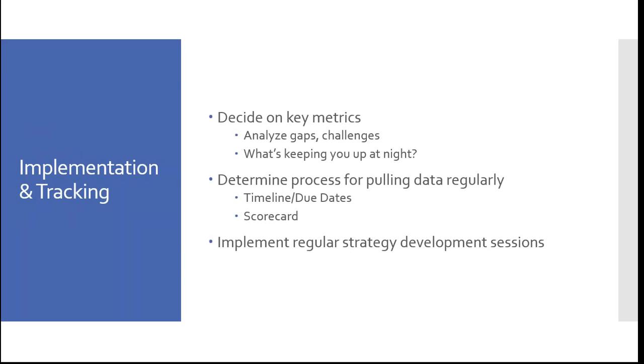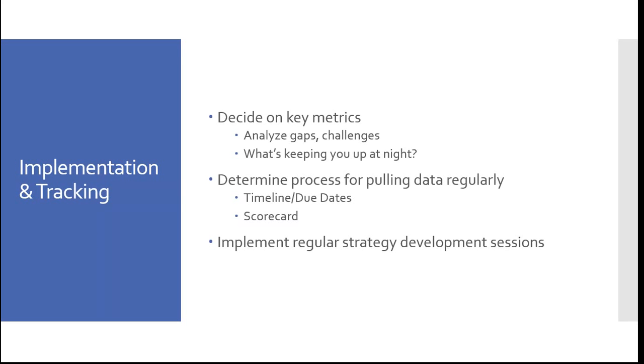So finally, I just want to wrap up by saying, first and foremost, we need to decide on our key metrics, analyze gaps, what's keeping you up at night, and figure out which metrics are really going to help you answer those questions and help you achieve your goals. Once you've done that, determine your process for pulling the data regularly. Create timelines, create due dates. Are you going to pull data the second Friday of every month and distribute it? Create a scorecard so that you have an easy-to-use, consistent way of sharing this data across constituencies, so between board members, staff members, executive team, that everyone can see this in a way that makes sense.